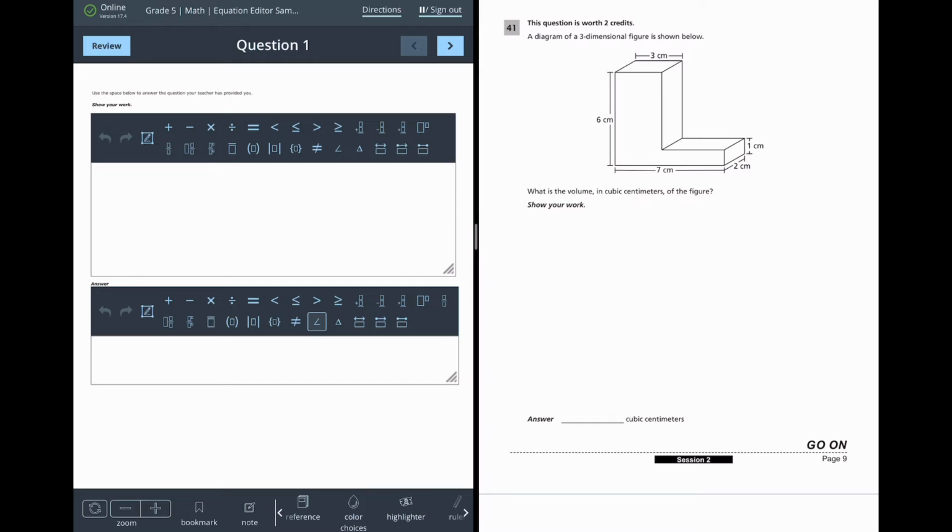Okay, number 41 is a 2-point problem that's a little spicy. In this one, we're going to figure out the volume of this entire figure, and it's 2 pieces. So what I'm going to do is imagine cutting this piece into 2 pieces. So I'm finding the volume of this box and then the volume of this box. And we know to find volume, it's length times width times height.